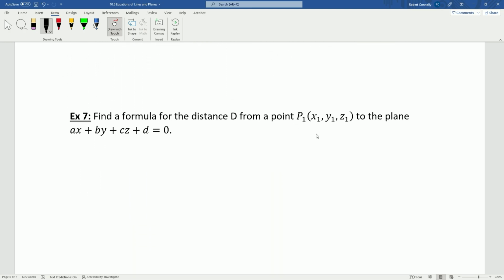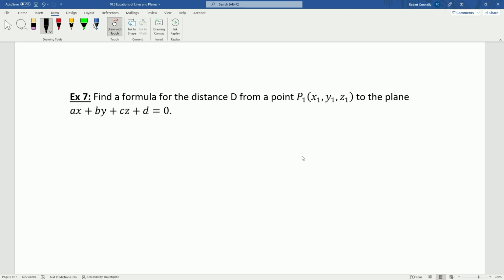Okay, so example 7 here. Let's go ahead and dig into this one. Find a formula for the distance d from a point P1 to the plane ax + by + cz + d = 0. So this is a pretty tough question, I think. We've got to really work on visualizing this appropriately to make it make sense. So we're going to draw a picture here.